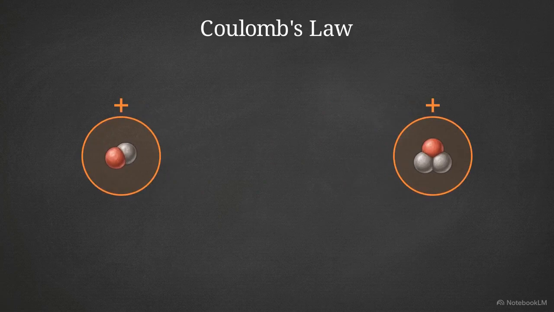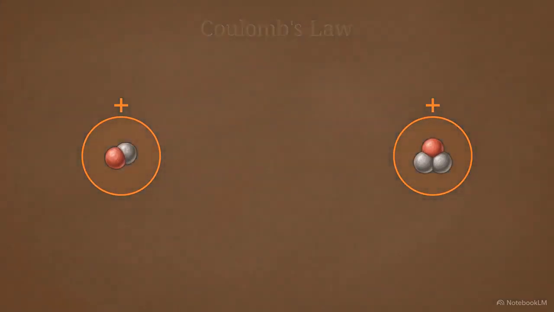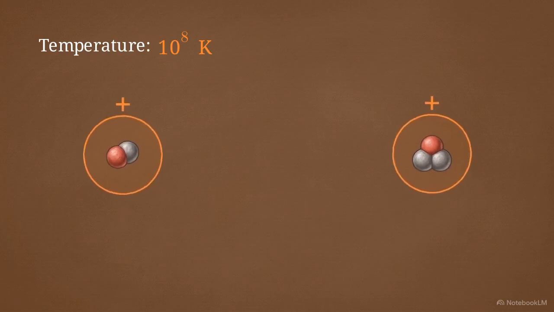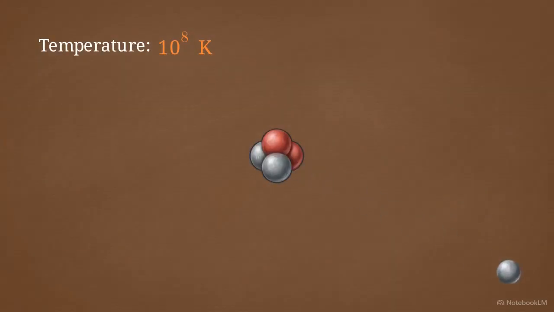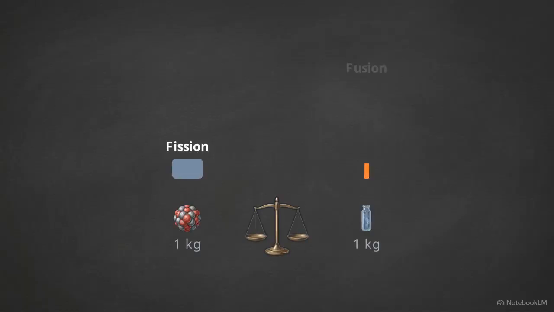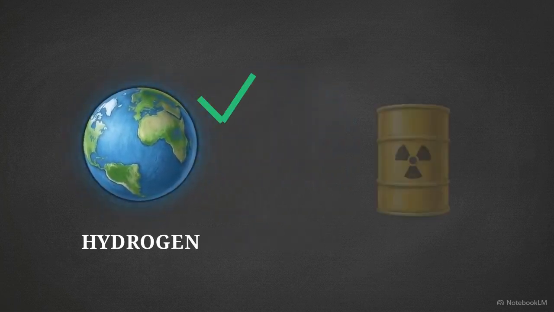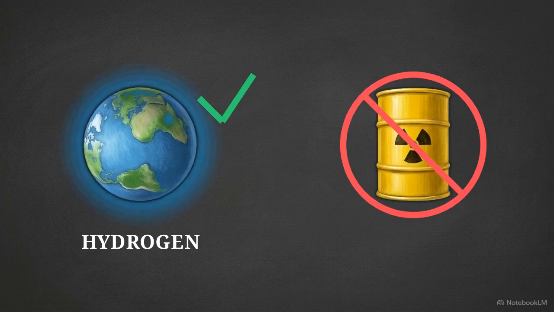Because the nuclei are both positively charged, they repel each other with immense force, preventing them from connecting under normal conditions. To overcome this repulsion, the particles must be given extreme kinetic energy. This requires heating the fuel to approximately 10^8 Kelvin, allowing the nuclei to smash through the barrier and fuse. For equal masses of fuel, fusion yields more energy than fission. It utilizes hydrogen, an abundant, inexpensive fuel source, and avoids the creation of heavy radioactive waste.